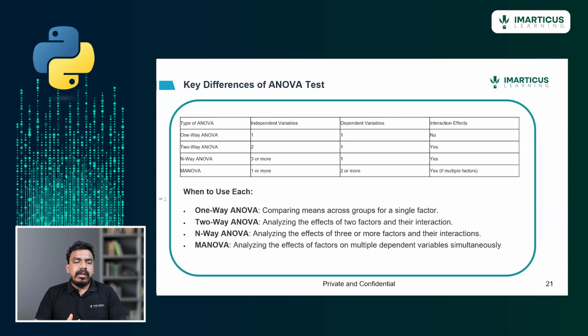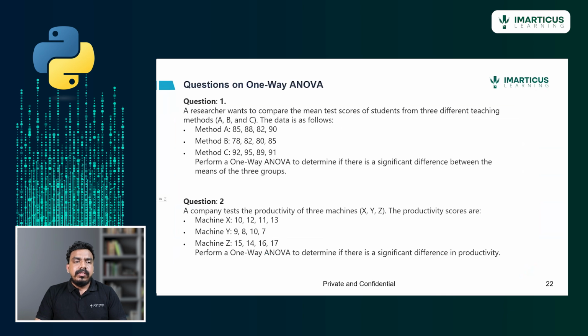When to use each of them? One-way ANOVA, comparing the means across a single factor. Two-way ANOVA, analyzing the effects of two factors and their interactions. N-way ANOVA, analyzing the effects of three or more factors and their interactions. MANOVA, analyzing the effect of factors on multiple dependent variables simultaneously. So, without further ado, we will start solving each and every question step by step.